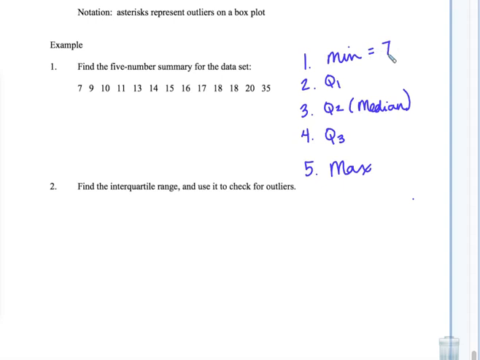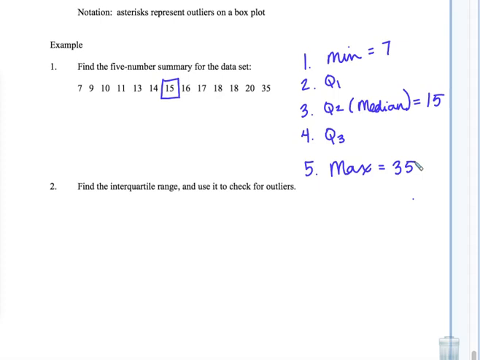And I'm going to count my numbers. I have 1, 2, 3, 4, 5, 6, 7, 8, 9, 10, 11, 12, 13. I have 13 total numbers, which means I will have 1 median. I can cross off the ends, but it's pretty easy to see on this one that 15 is the middle number of the whole set, and that is the Q2. And then the maximum here is 35. I always do those 3 first and then go back and do Q1 and Q3.